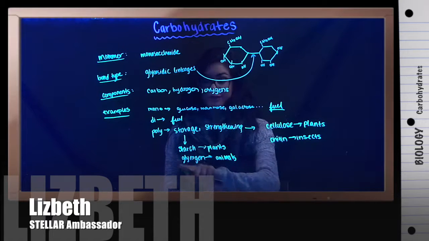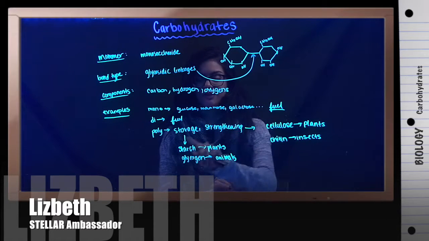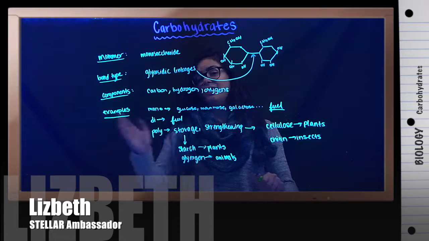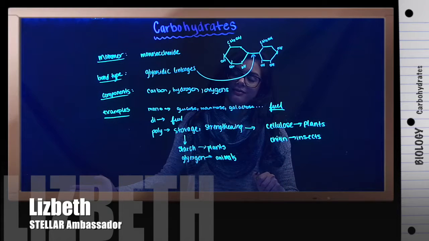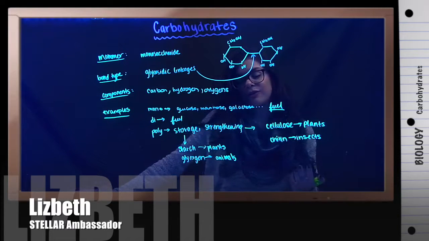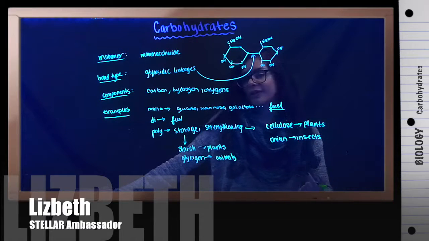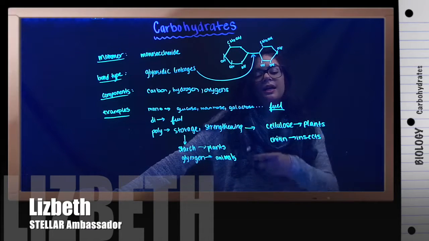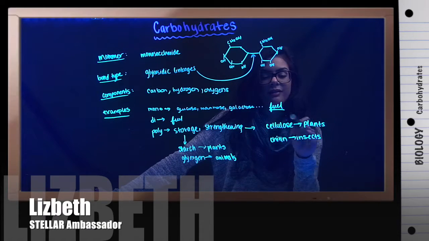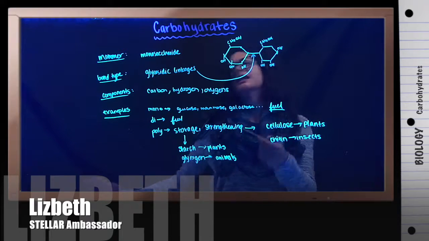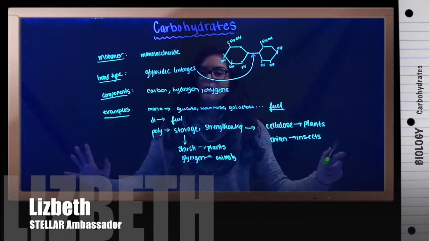And these are different. The storage is different in animals and plants. We don't store our sugars in starch. We store it in the form of glycogen, and plants do not store glycogen. They only store starch. And then we also have the strength of cellulose and chitin. So that's basically an overview of carbohydrates.